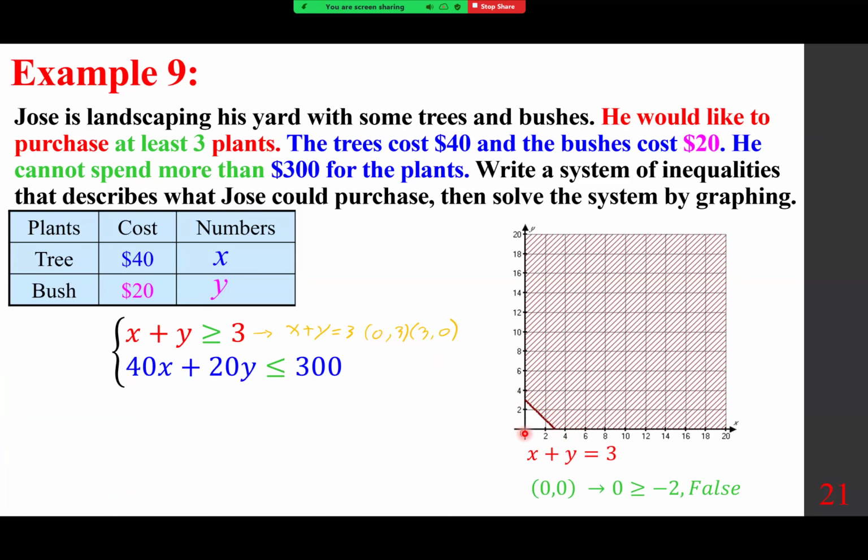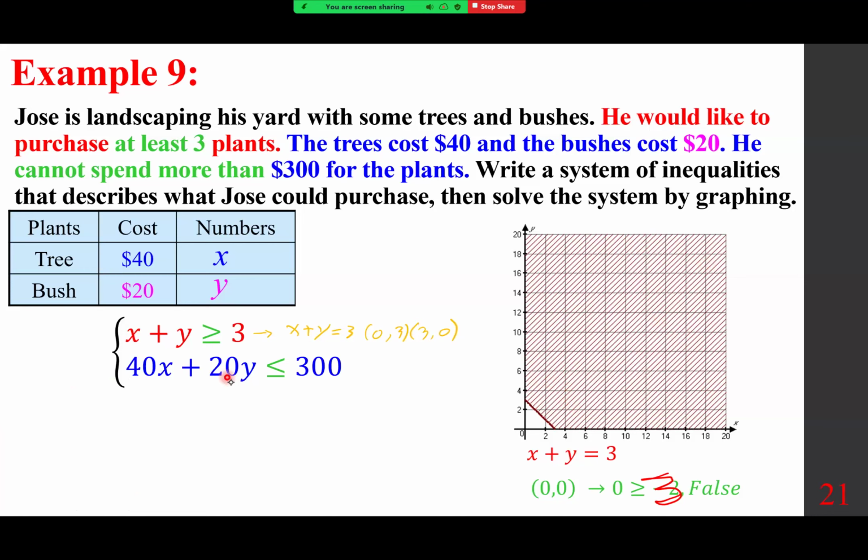And the testing point 0, 0 is a good testing point because it's not on the graph. If you plug it in, 0 greater than or equal to 3, that is a false statement. This is 3, everybody. Okay, so that is a false statement. So that doesn't work. And because 0, 0 doesn't work, you shade this region.